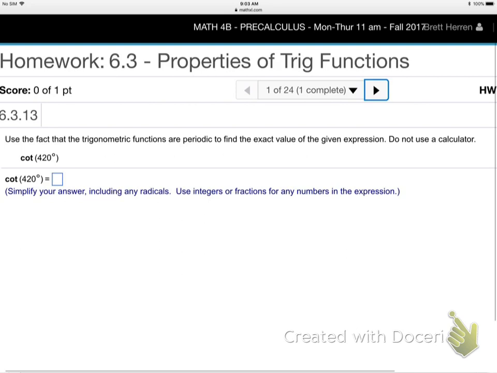Cotangent of 420 degrees. How do we do it? What do you remember? Notice it says do not use a calculator. So there'll be part 1, part 2 again. Part 1 will be no calculator, so you'll have to be able to do things like this with no calculator. So how do we do cotan 420?